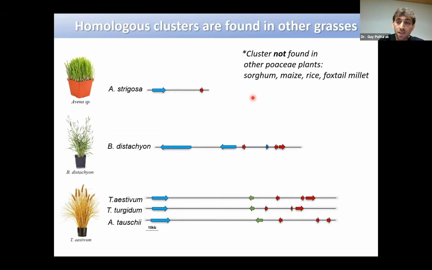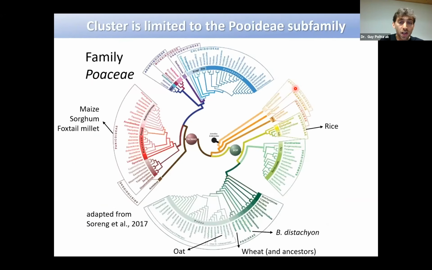Now, if we look at other plants from the Poaceae family, for example, sorghum, maize, rice, millet, the cluster is not found on these genomes. And if you look at the phylogeny of this family, this kind of makes sense because you can see that the plants that have this cluster, oat, wheat, and Brachypodium, are all part of this subfamily, which is called Pooideae. And the more distant species do not have this cluster. So it looks like this cluster is probably limited or restricted to this specific subfamily.